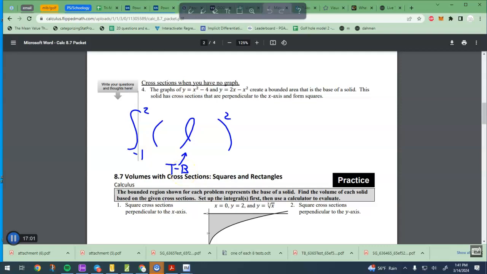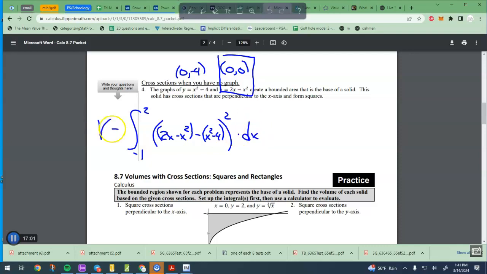I need to pick a number in between these 2 numbers. So let's say 0. Plug it into both. If I plug 0 in here, I get negative 4. If I plug 0 in here, I get 0. So that one's bigger, which means that one's on top. So then top minus bottom is 2x minus x squared minus x squared minus 4. And that's the length, and then that gets squared to give you a square times dx.